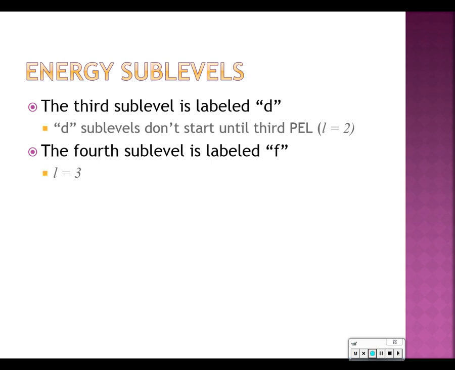Follow the pattern, everybody. The F sublevel doesn't start showing up until we get to the fourth principal energy level. We're talking about some pretty big atoms at that point in time. So these don't show up a whole lot in the ones that we're going to deal with. What kind of atoms would they show up in?